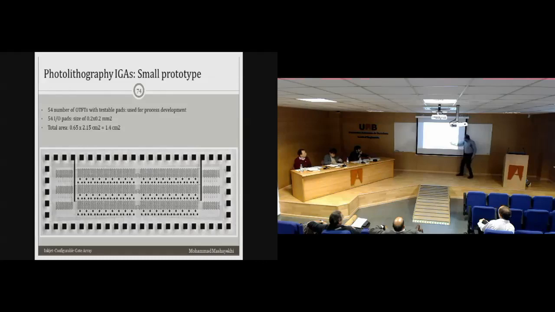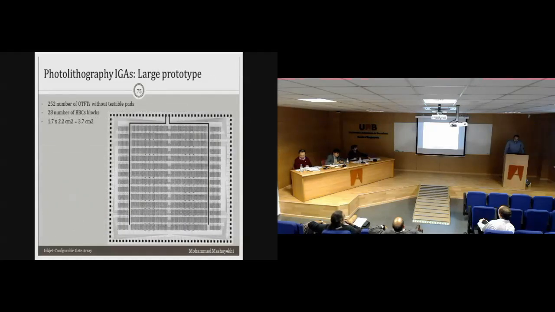You might ask why they are here, as this is photolithography. We designed these IGAs also for process development, so we needed to test transistors not to see if they're working, but to know their behavior for other reasons. We also designed some large prototypes having 252 transistors without testable pads, and the total area of the chip is 3.7 square centimeters.